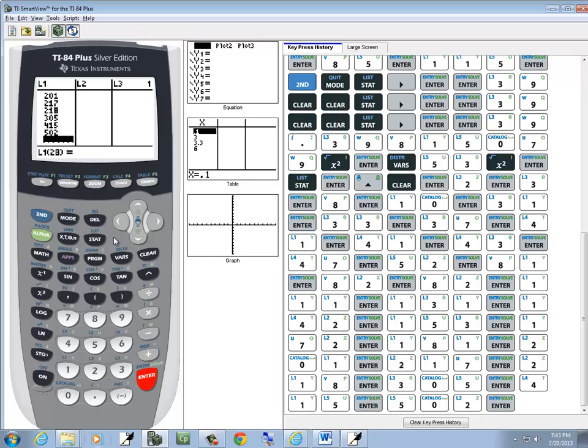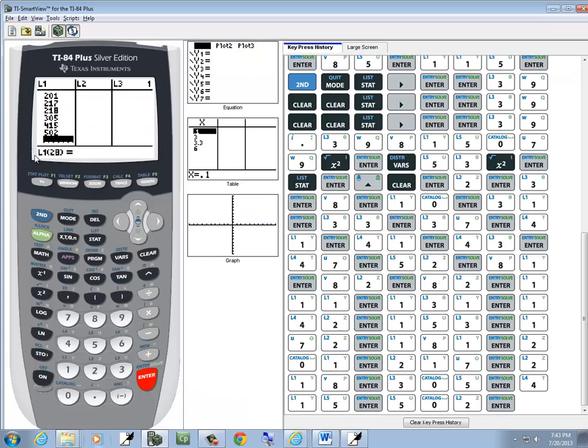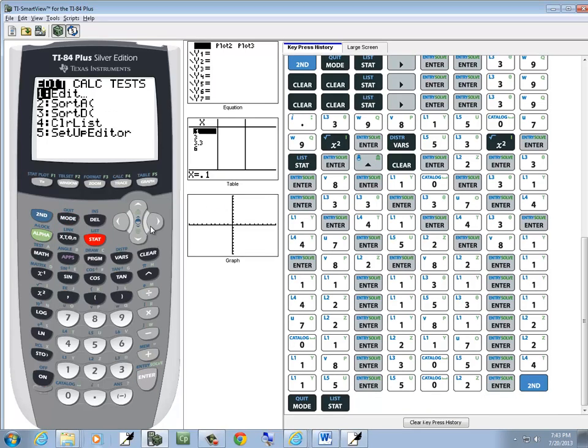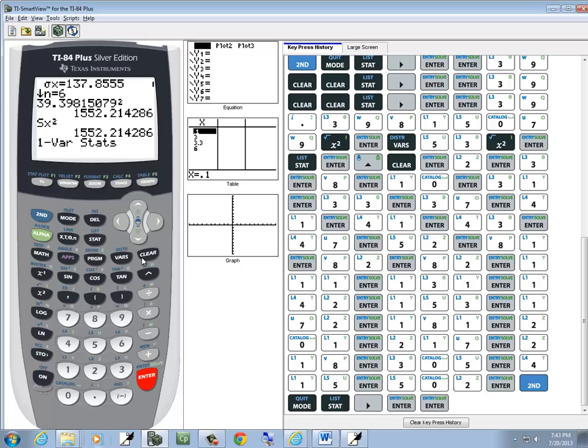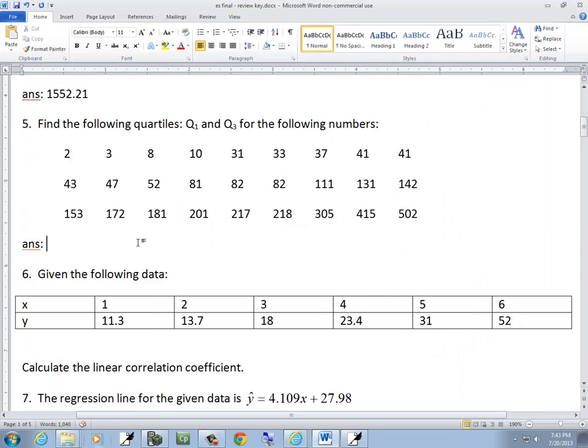Okay. Assuming I typed in all the numbers correctly, which is always iffy: 2, 3, 4, 5, 6, 7, 8, 9, 27. I put 27 in. So I'll do second mode, exit out. I'll press my stat, right arrow to calc, enter on one var stats, enter again. And then if I keep doing a down arrow, it tells me Q1 is 37 and Q3 is 181. So 37 and 181 would be our answers.